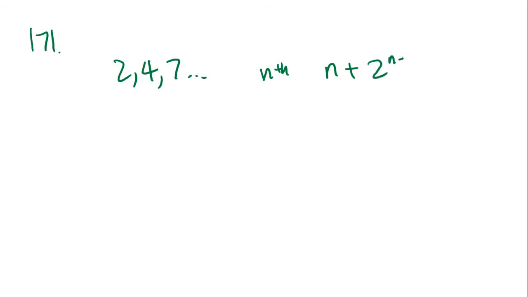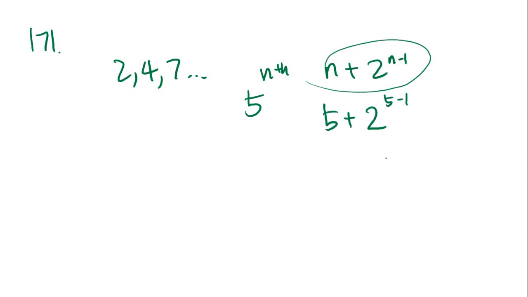Our next problem is 171. It says, what is the difference between the 6th and 5th term of the sequence 2, 4, 7, ... whose nth term is n plus 2 to the n minus 1 power? So whatever n is, it's going to be this. So if n were 5, then we would have 5 plus 2 to the 5 minus 1 power, right? So 5 plus 2 to the 4th power.